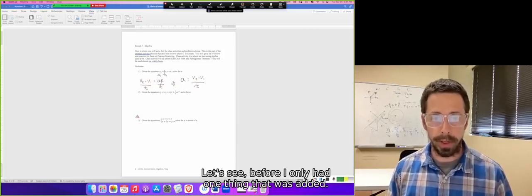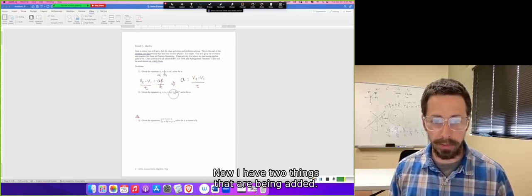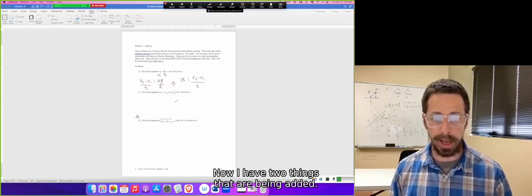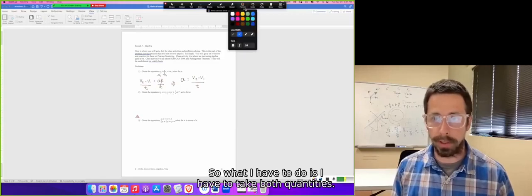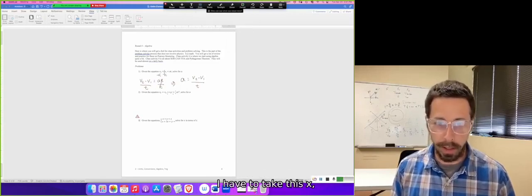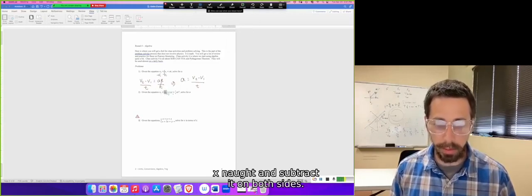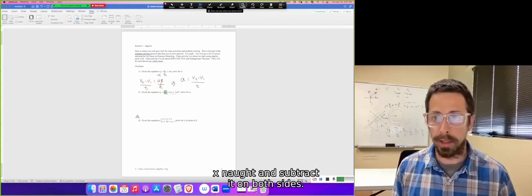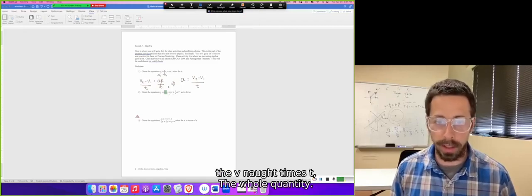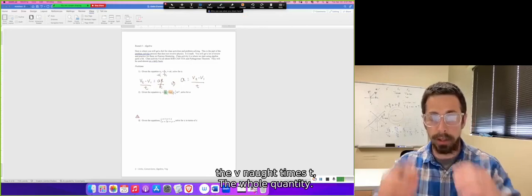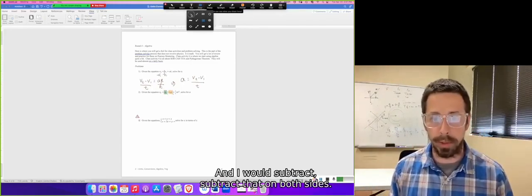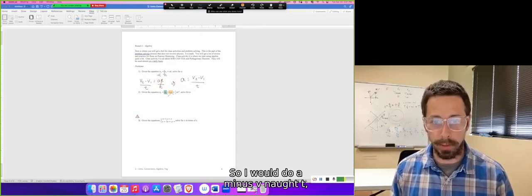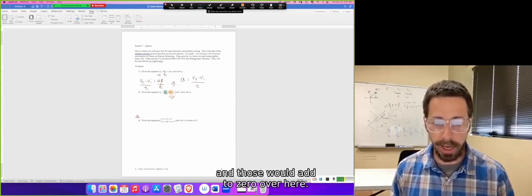Let's see, before I only had one thing that was added. Now I have 2 things that are being added. So what I have to do is I have to take both quantities, right? I have to take this x naught and subtract it on both sides. And then I would need to take the v naught times t, the whole quantity, and I would subtract that on both sides. Right, so I would do a minus v naught t, and those would add to 0 over here.